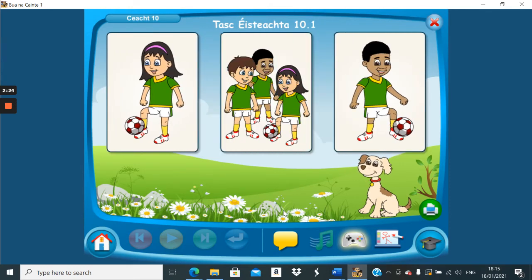Bígí ag éisteacht. Bhí siad ag imirt peile. Well, siad we haven't heard before. But when we hear siad, it means we're talking about more than one person. They.